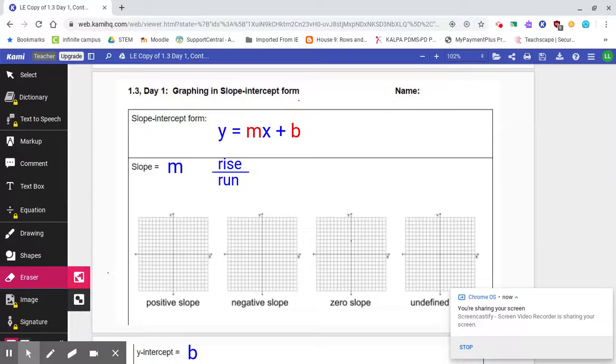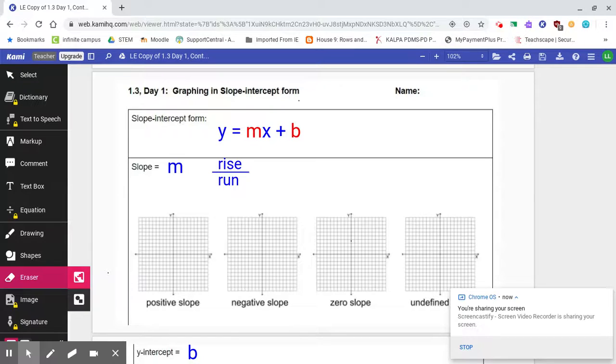Hello class, this is lesson 1.3 day 1 for extended algebra 2. Hopefully you have this worksheet in hand before. I do apologize for using my stylus to write. I will be zooming in and out frequently to write, so I apologize for that.